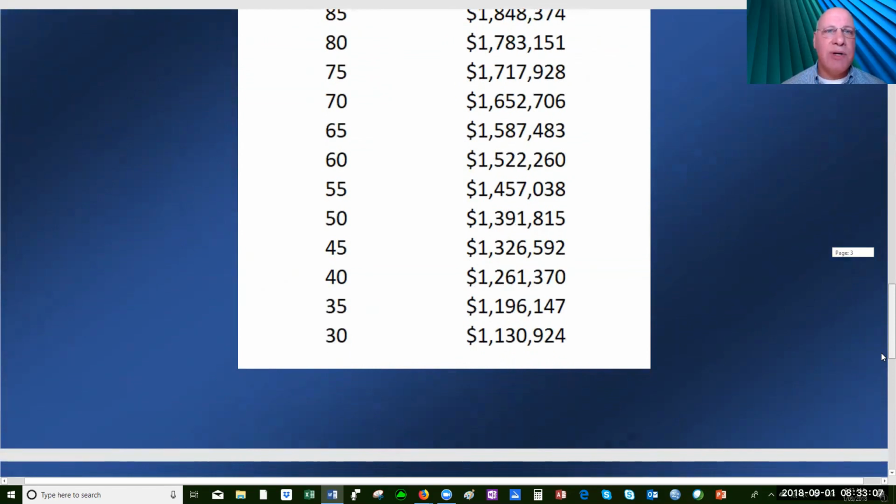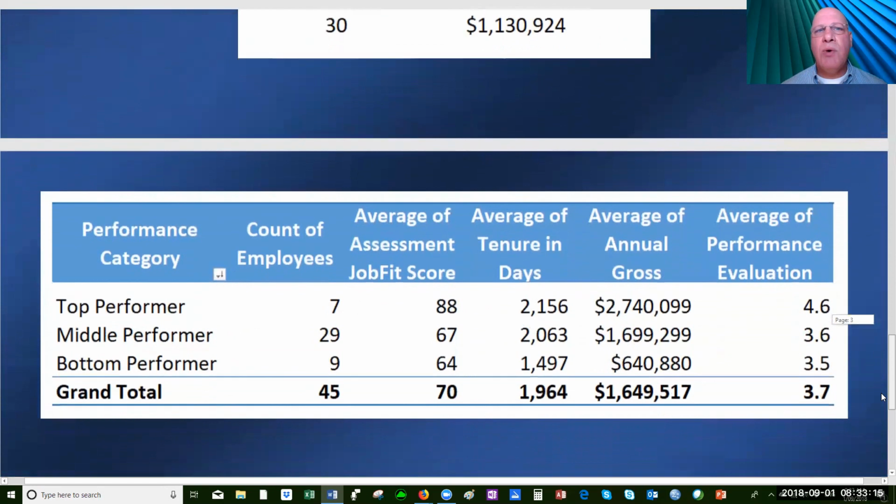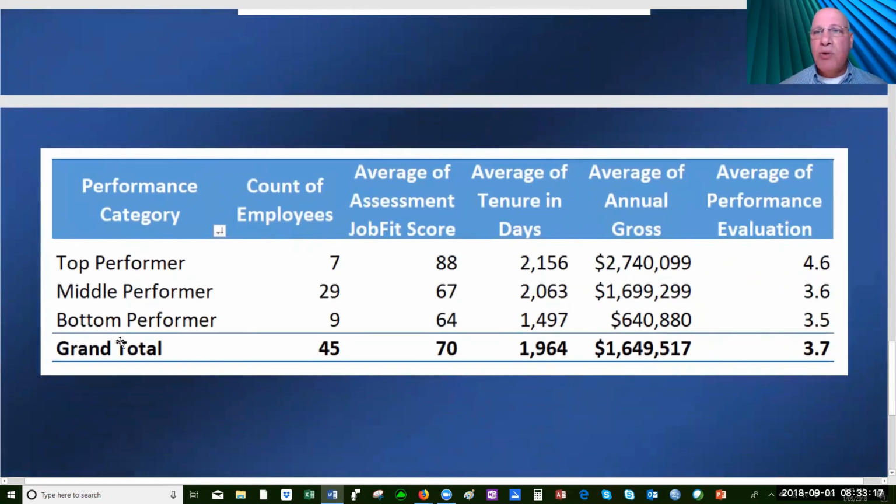Now, this doesn't mean that everyone hired with a particular assessment score is going to attain this, but this is trend line analysis. And so when we roll everything up, those that are actually top performers in bringing in gross revenue, statistically above average, there are 7 of them. You can see that they have a higher average fit score. They also have the highest average tenure in the position, and they have the highest average performance evaluation.